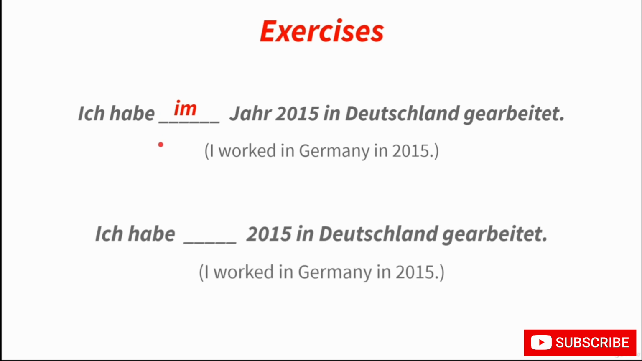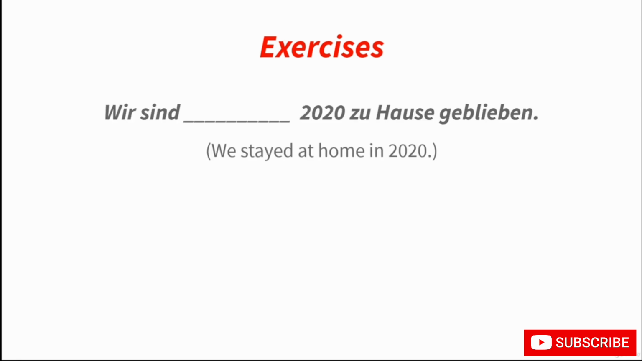Another one, ich habe 2015 in Deutschland gearbeitet. It also means I worked in Germany in 2015. What do you think is the answer? Nothing, because the year is only given by numbers. There is no name before that. That's why we don't need any preposition here. We stayed at home in 2020. What do you think is the answer? Nothing, because there is no name here. That's why we don't need any preposition.